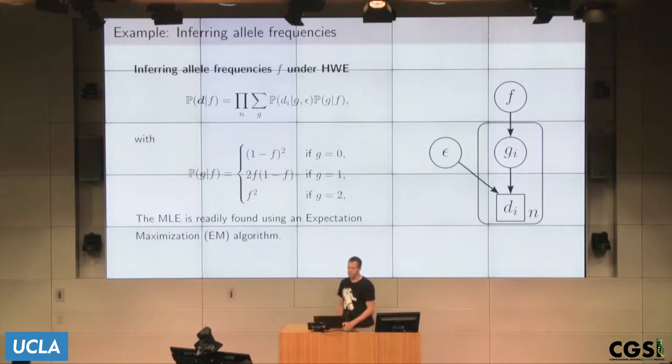So for instance, we might be interested in inferring allele frequencies under a Hardy-Weinberg model. Here we just have replicates across individuals. We are interested in this allele frequency F. The data that I have is sequencing data from a bunch of individuals at these locations. I have an error model that tells me how I obtain the sequencing data given the genotypes of the individuals. My genotypes are generated under a Hardy-Weinberg model, which is just what I wrote down here. So we end up with a likelihood like this.